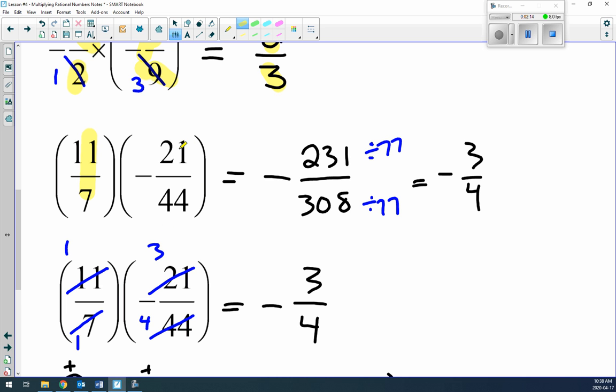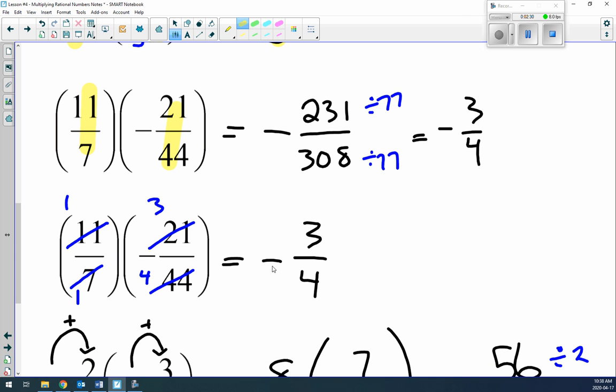Okay, here we go. Positive times a negative. So our answer is going to be negative. Go across. 11 times 21, 231. 7 times 44, 308. Oh my goodness. That's a big number to reduce. Well, in this case, you can divide both by 77 and get negative 3/4. So in this example, it's way nicer to look at reduction on the fly.